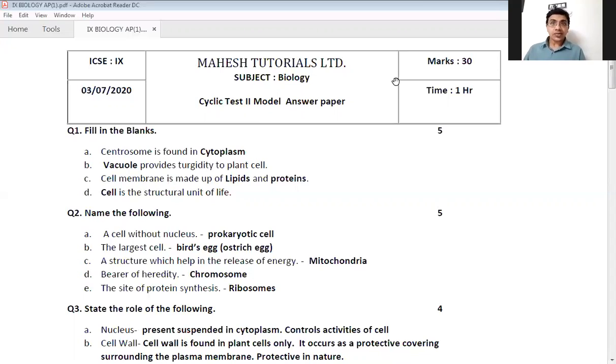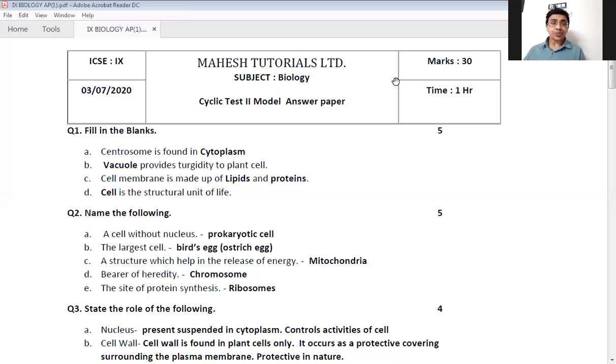The third one, cell membrane is made up of dash and dash. The answer is lipids and proteins. Right? Commonly, we call cell membrane a lipoprotein membrane because they are made up of two things. Lipo stands for lipids, proteins. So that is our lipids and proteins.